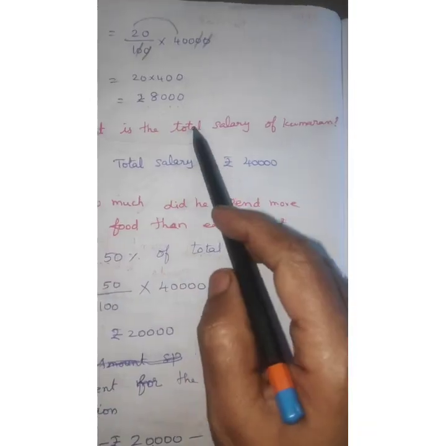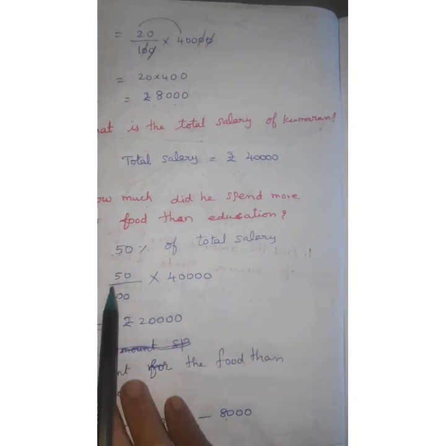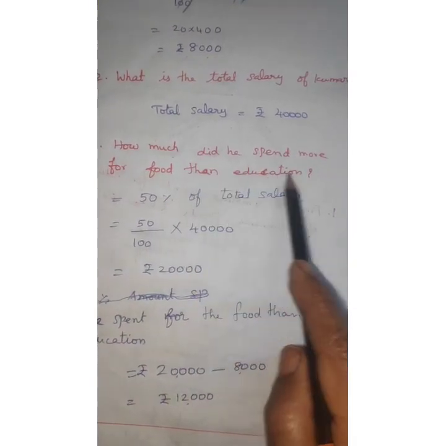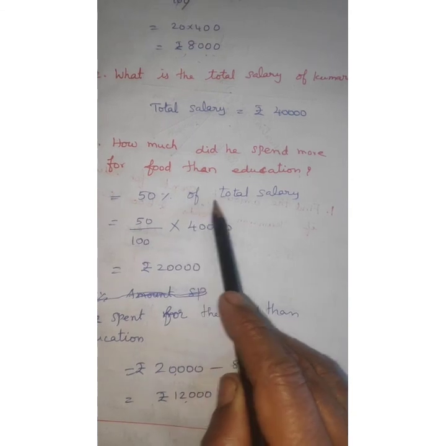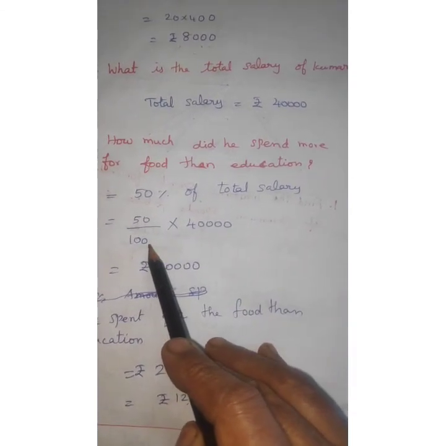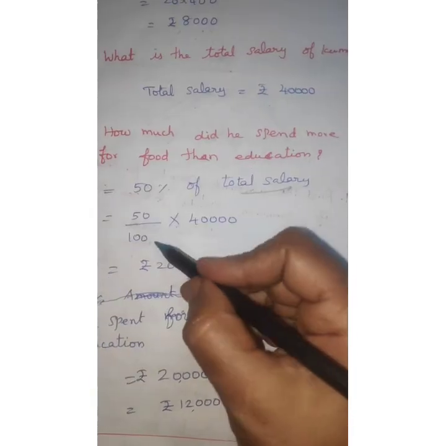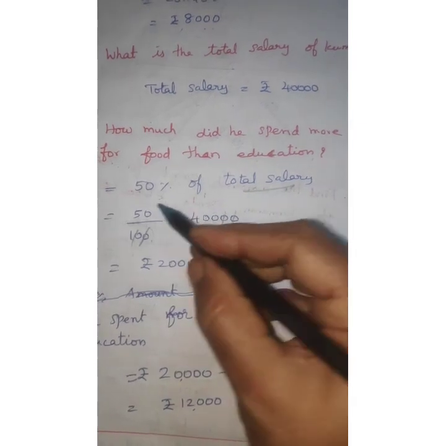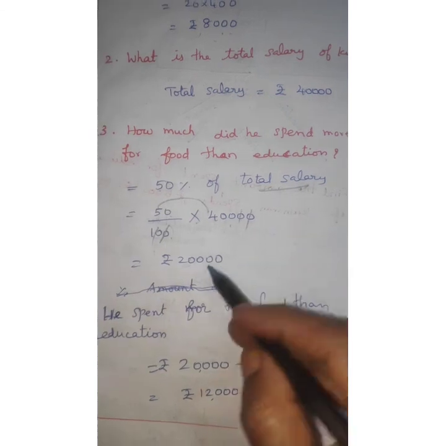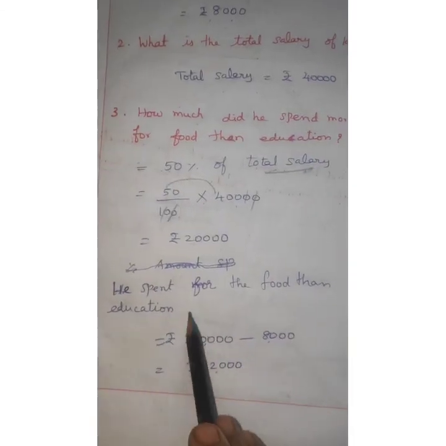Next question, what is the total salary of Kumaran? Total salary equal to 40,000. How much did he spend more for food than education? 50 by 100 of total salary 40,000. Strike out the numbers. 5 4s are 20, first you write. Total number of zeros, 3 zeros. So 20,000. He spent that for food.